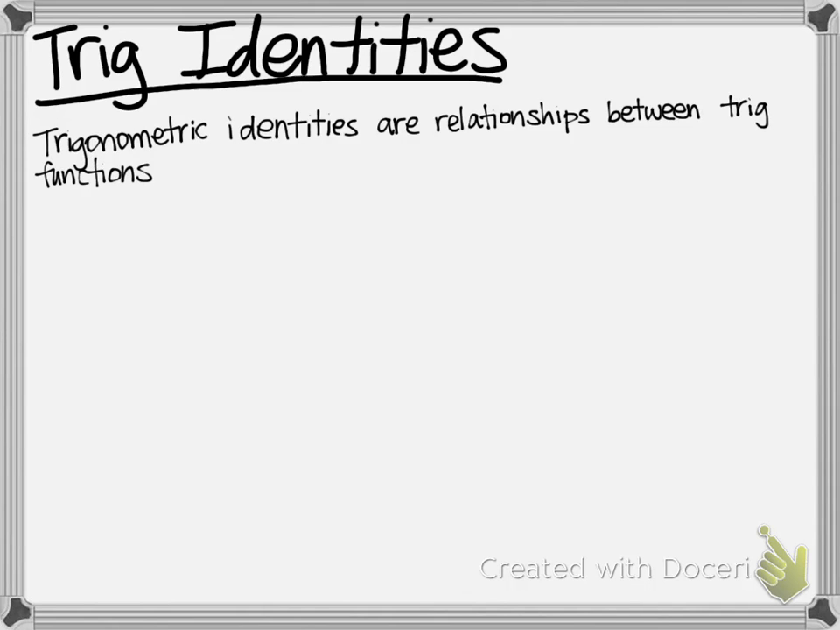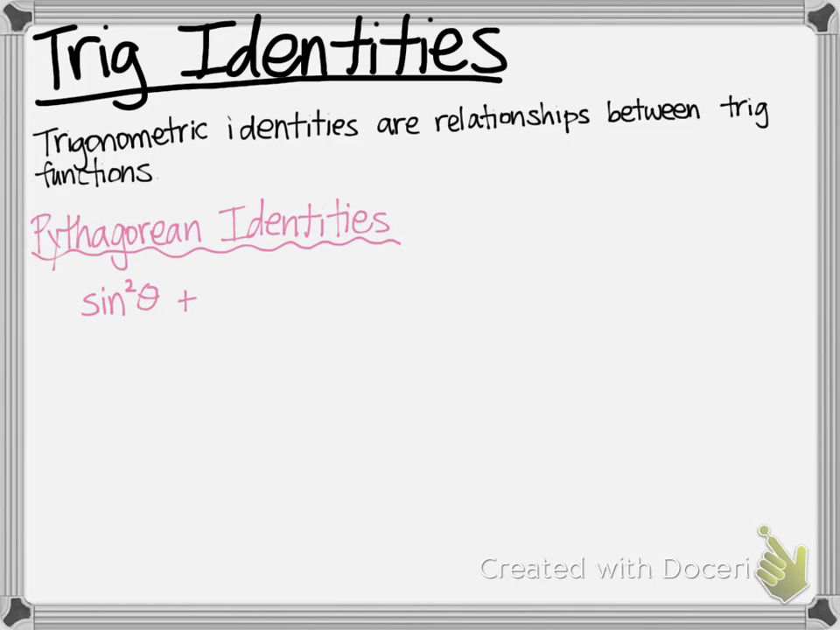Just like in a right triangle, we have the Pythagorean relationship that says if you square the two legs and add them together, you get the hypotenuse squared. Very similarly, we're going to have some Pythagorean identities. Sine squared theta plus cosine squared theta equals 1. That looks just like side squared plus side squared equals hypotenuse squared.